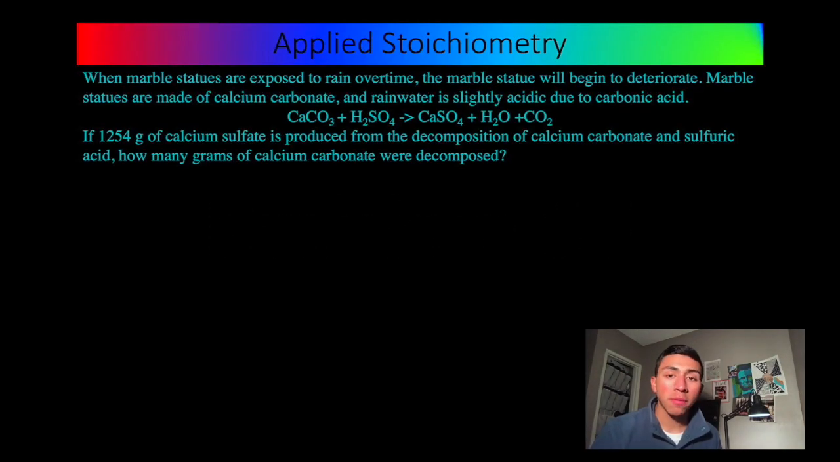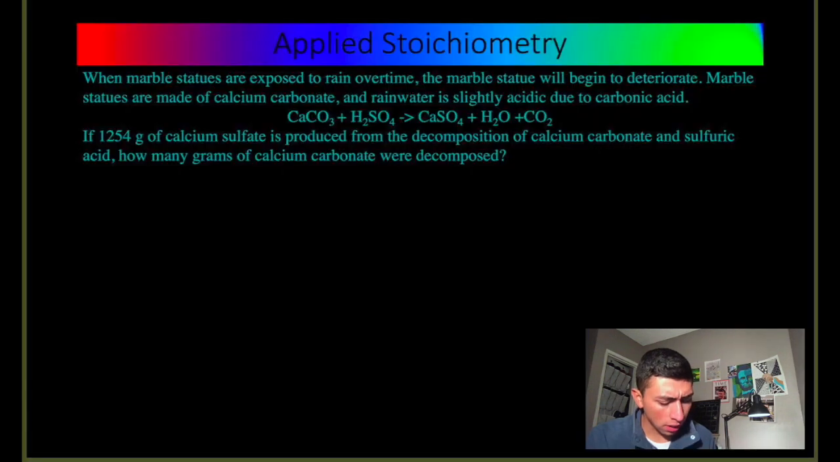This is now the final problem for this video. Let's go ahead and get started. When marble statues are exposed to rain over time, the marble statue will begin to deteriorate. Marble statues are made of calcium carbonate, and rainwater is slightly acidic due to carbonic acid.